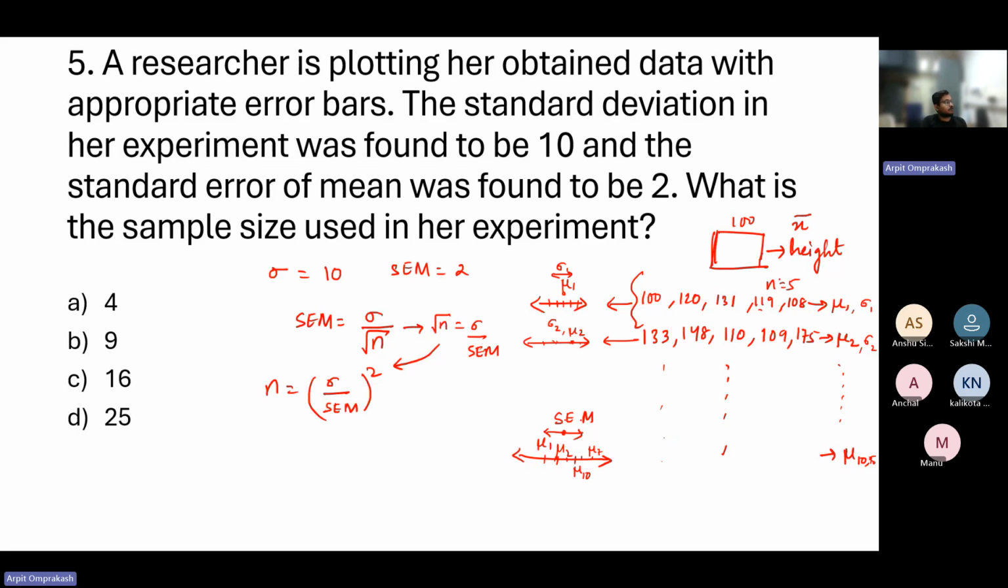We are asked what the sample size is, so we are asked to find n. In this case, sigma is 10 and the standard error is 2. The square of 10 divided by 2, which is 5 squared, is 25.